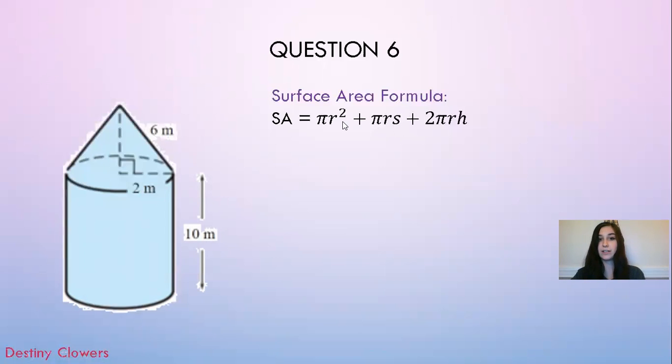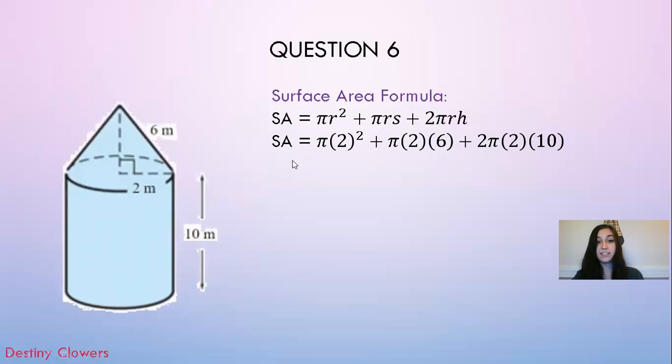Now, we've got our radius that we've got to find and our height, which is 10. So here we go. Our radius is actually given to us, which is 2 meters. So when we plug it in, we've got surface area equals pi times 2 squared plus pi times 2 times 6 plus 2 pi times 2 times 10. And when we do that, we get our surface area, which equals 176 meters squared.